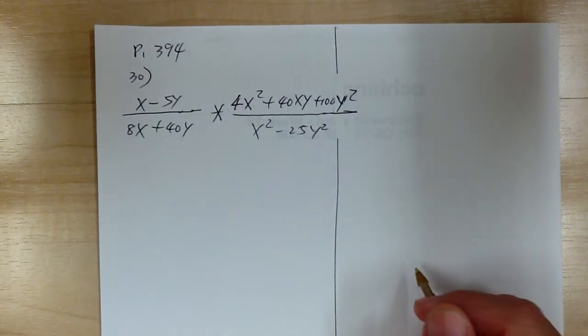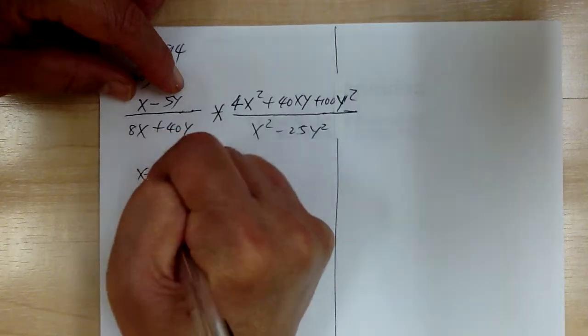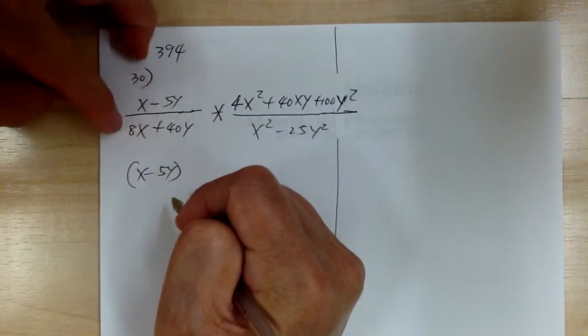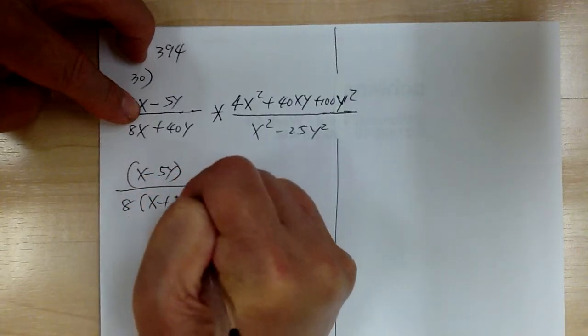Okay, so that's going to do all the factoring. This one, you cannot do anything to that. This one you can factor out the 8. So you're going to get x plus 5y.